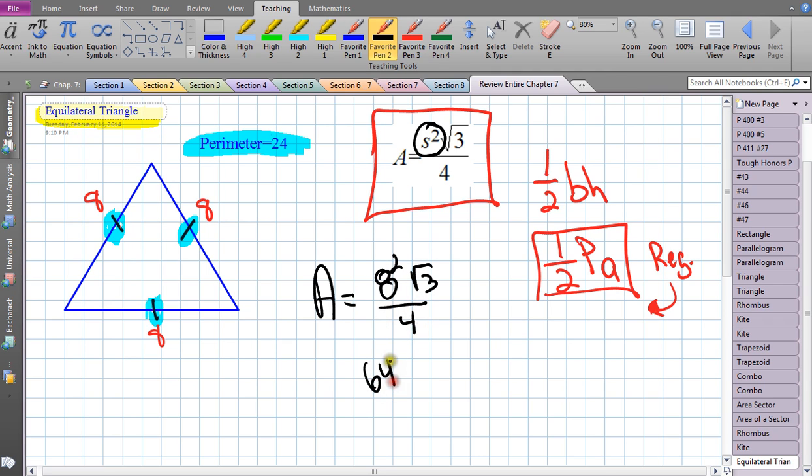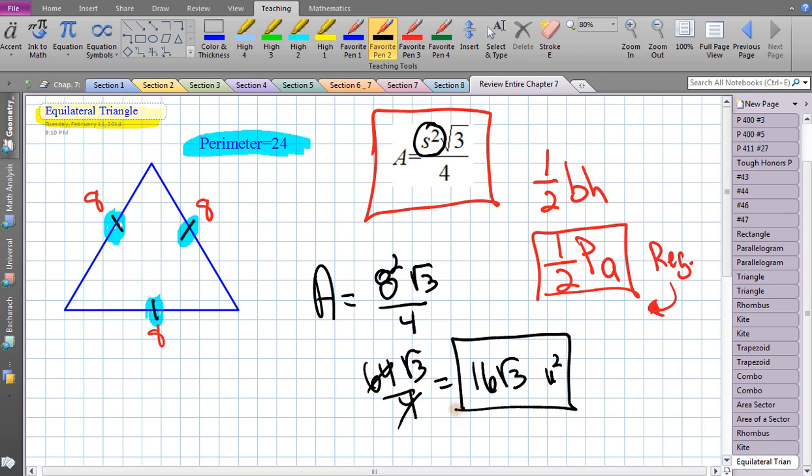Let's just simplify this. This is going to be 64 radical 3 divided by 4. It looks like 4 goes into 64 16 times, and voila, we are done. The area of the entire equilateral triangle is 16 radical 3.